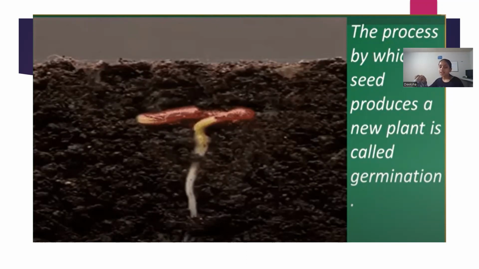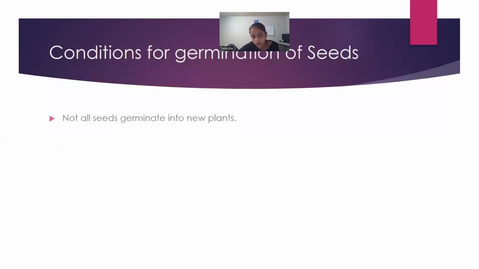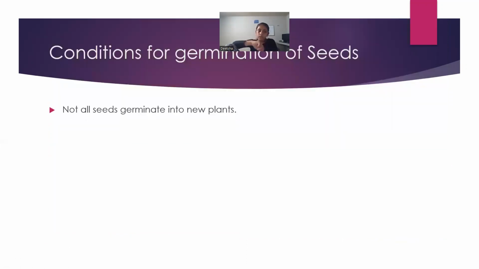So germination is what? Germination is the process by which a seed produces a new plant. Then the new plant grows. That process is known as what? Germination. So there are certain conditions for germination.